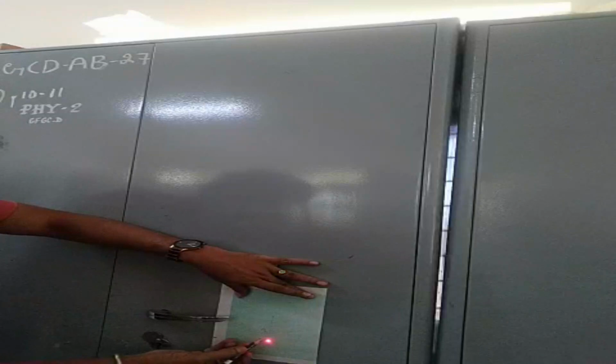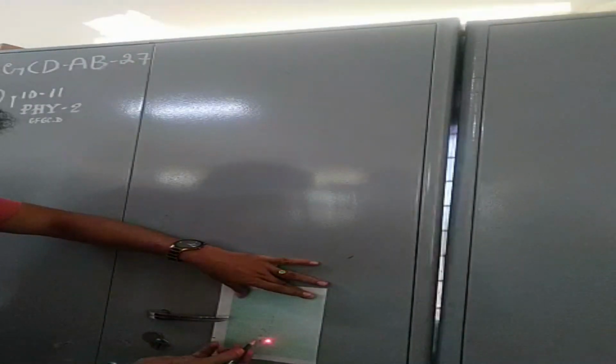So the average of A0 and A must be at the center here. The center point must be marked later as O. Then we can measure all the distances of A0, A1, A2, A3, etc. from the point O. Let us see now how to take the measurements of all the diffracted spots obtained on this graph sheet.